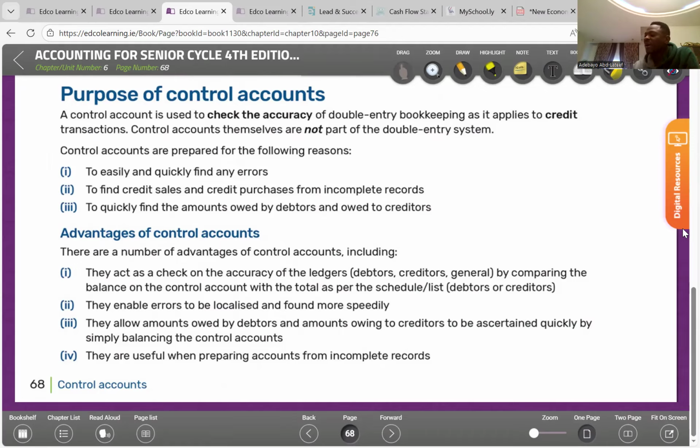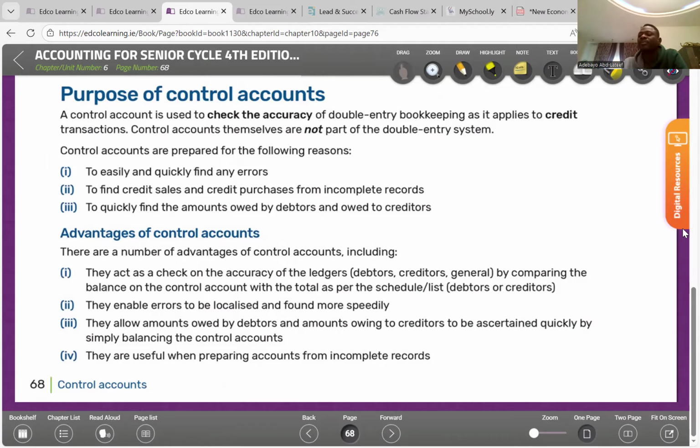Two, they allow errors to be found easily. Most of our transactions are about credit sales and credit purchases. So with control account, we can figure out which ones are not making our trial balance balance. Is it that we have some creditors that we have paid and we have not recorded, or have we overpaid some creditors, or some debtors are owing us, or they've paid us and we didn't record the right amount? With control account, this allows us to know that.